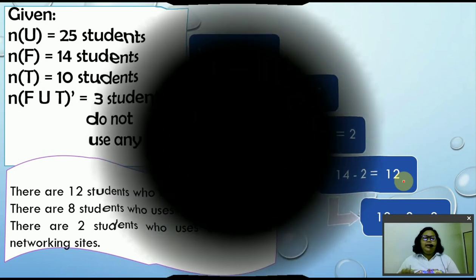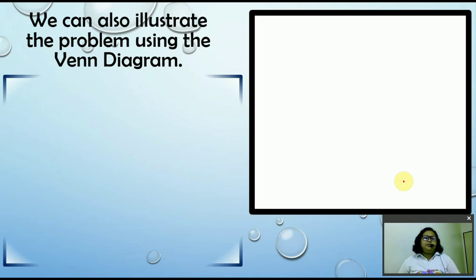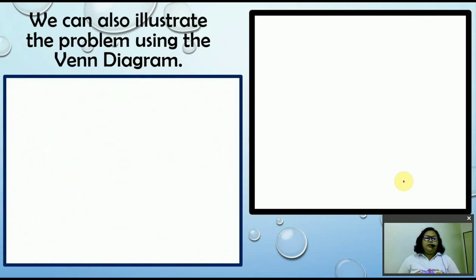Okay, what if we use a Venn diagram? This is our universal set, right? We said there are 25 students. So everything here should total only 25.